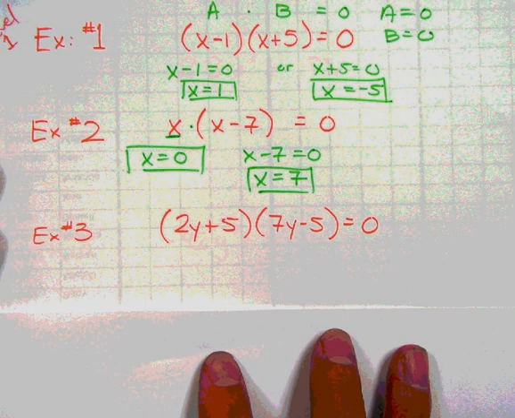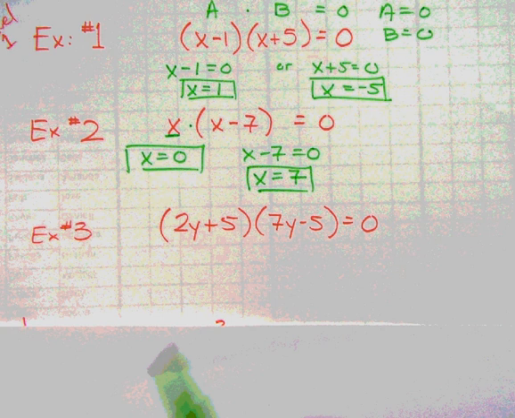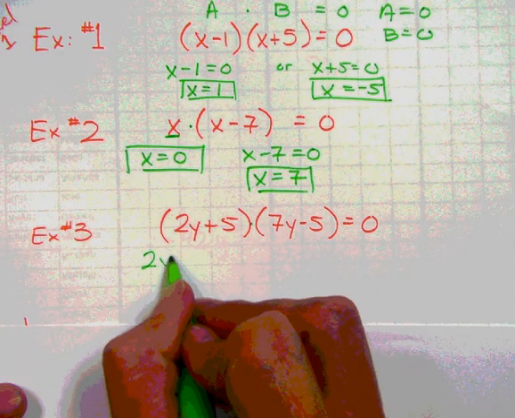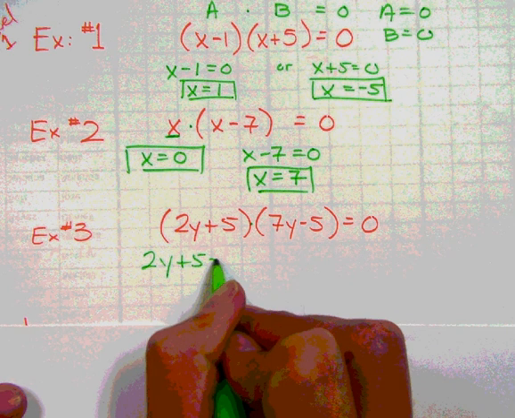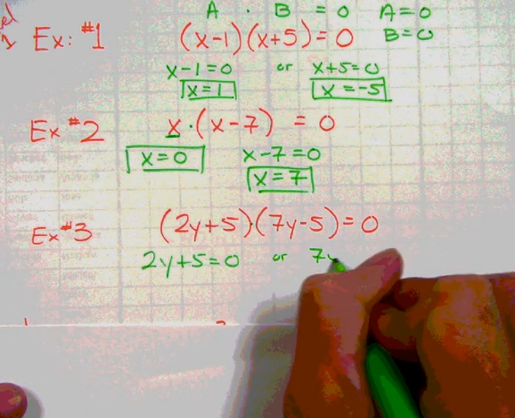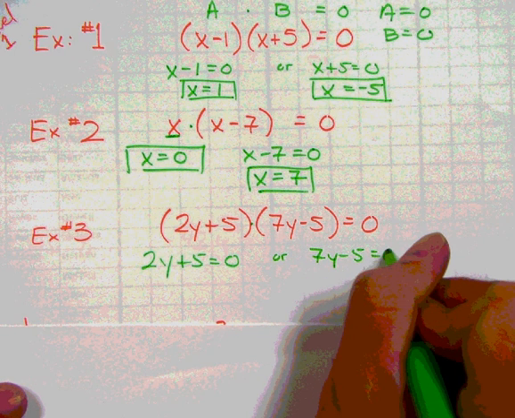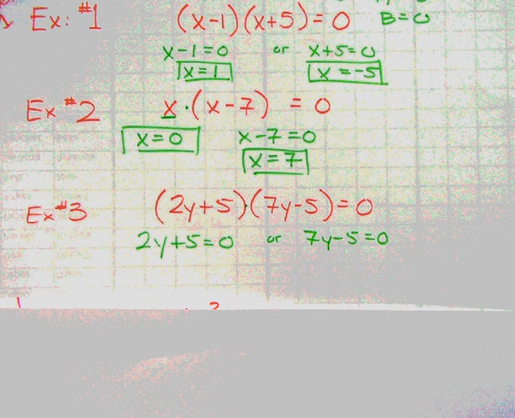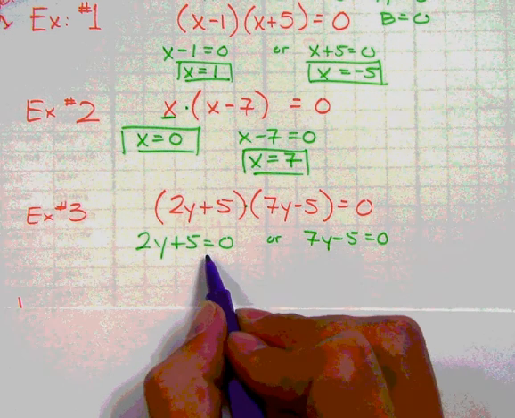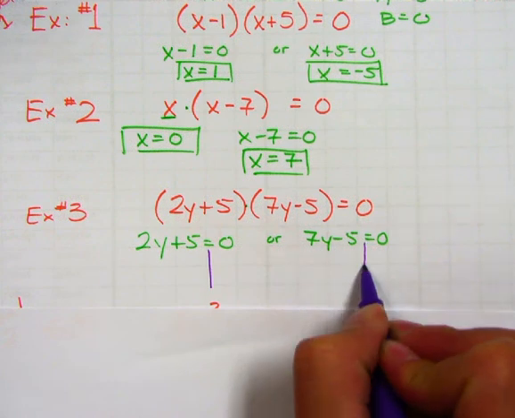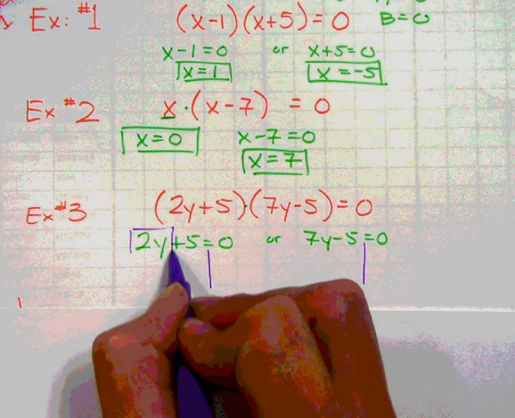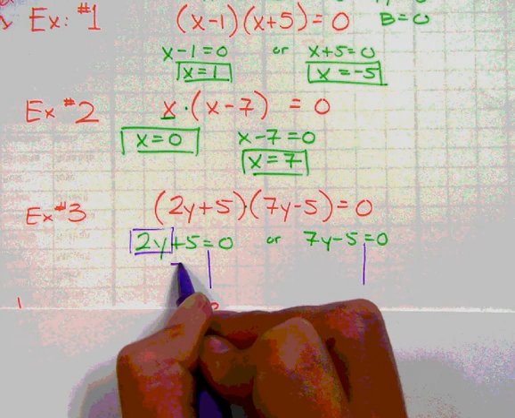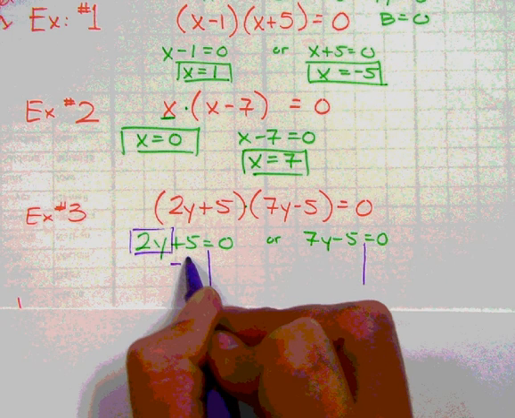It's a little bit more complex. So once again, it's this binomial times another binomial. So I say, you know what? 2y plus 5 equals 0, or 7y minus 5 equals 0. So in this one, you're going to have to use some solving of equations to figure this out. Okay, so we'll start off with this. If I'm trying to get the y portion by itself, I notice that other than the y variable, I have this positive 5. So the additive inverse is to subtract 5 from both sides.